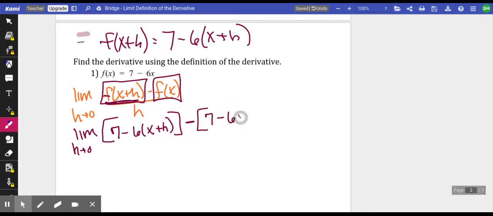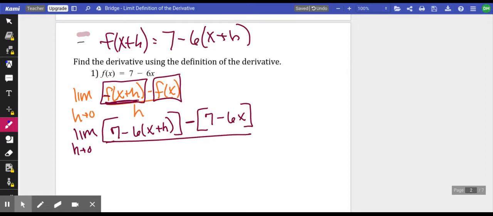7 minus 6x. Now you might be asking, why do I have all these brackets? Well, every time I subtract, I have to distribute that minus sign through the parentheses. And most students forget that. So the brackets make a huge difference. It's just to really show placeholders.